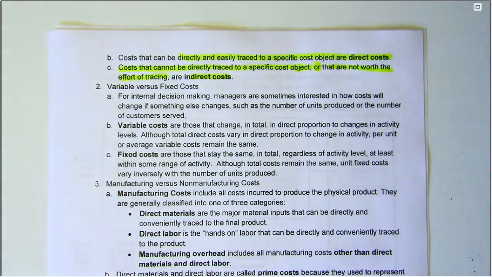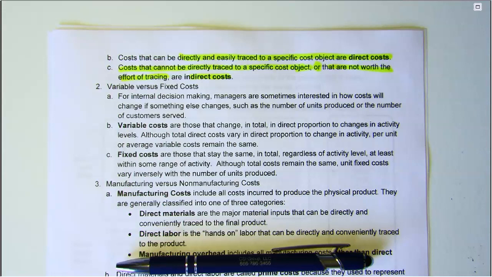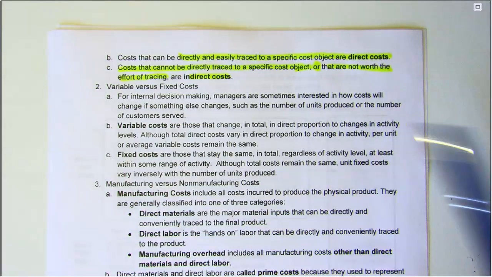So, if the pen is the cost object, then the factory property taxes or factory insurance could not be traced to the pen. They would be indirect. However, if the factory itself were the cost object, then the property taxes and insurance would be directly traceable to the factory. So whether a cost is indirect or direct depends on the cost object.